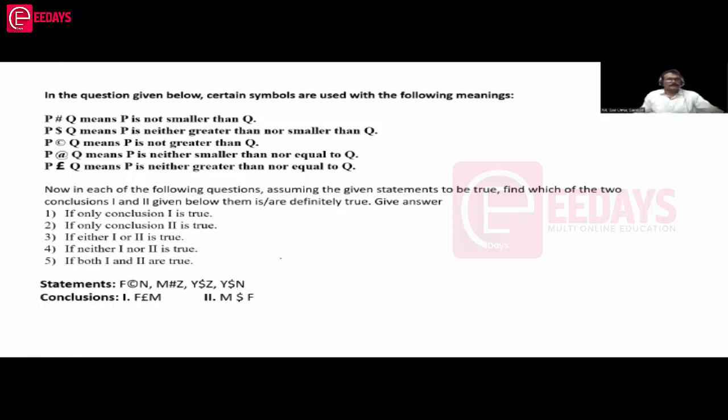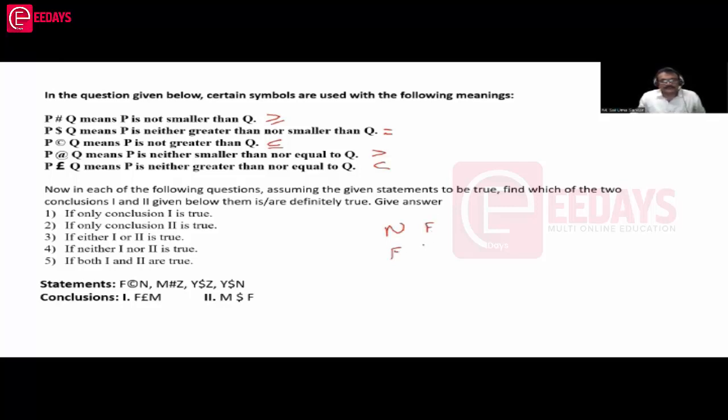Here hash means not smaller than, that is greater than or equal to. Dollar means not greater than, that is smaller than or equal to. Here neither smaller than nor equal to, greater than. Here this is the less than. Okay, now come to the first one. F copyright n, that is F is less than or equal to n. So if F is less than n, here, if F equal to n, here.